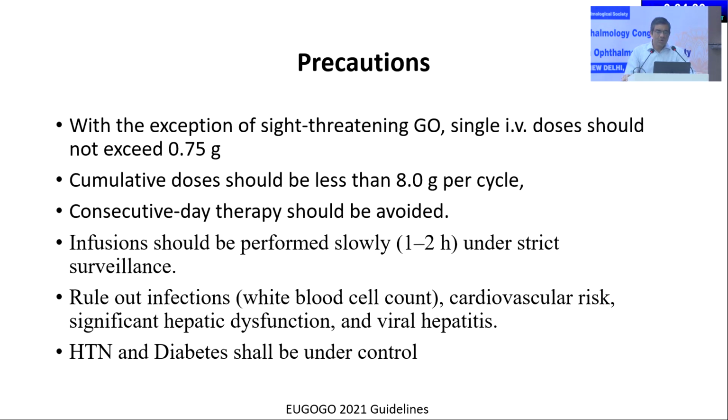So these are some precautions which have to be taken when a patient is on IV glucocorticoids. Single dose preferably should not exceed 750 milligram. Cumulative dose should be less than 8 gram per cycle. Consecutive day therapy should be avoided. Infusions should be performed slowly, 1 to 2 hours, under strict surveillance. One has to rule out infection by doing a TLC count, cardiovascular risk factors, significant hepatic dysfunction and viral hepatitis before giving IV steroids, and hypertension and diabetes shall be under control.